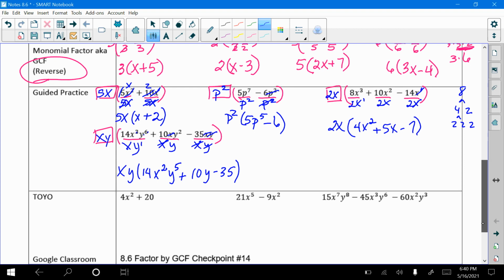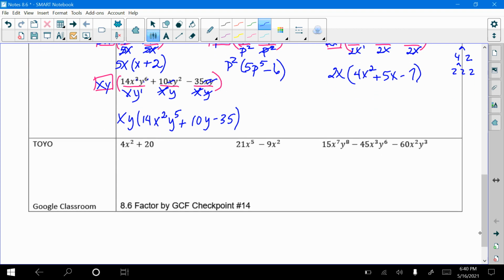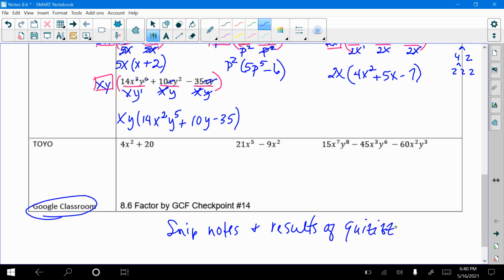All right, so the next part I want you to try on your own. So pause me, try it on your own. And afterwards, you need to do the checkpoint number 14. It is in the Google Classroom. It's an assignment. You can do it as many times as you want to get 80%. But let's go ahead and try these last 3. Try them on your own, and then we'll check them, and then do your checkpoint 14. Make sure you do your notes. So snip, notes, and results of quizzes for checkpoint.